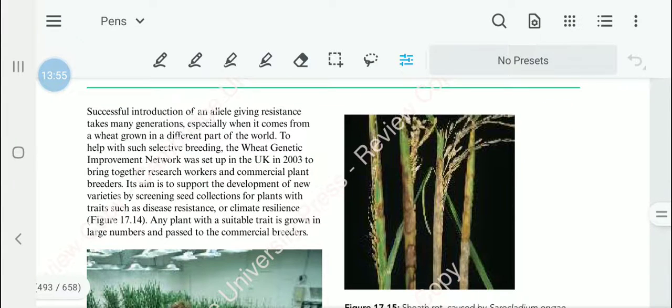So what these breeders can do is introduce an allele that gives resistance to this particular disease. But this is not going to happen overnight. It is going to take many generations. For example, wheat is grown in different parts of the world, and there are different types of diseases depending on the climate in each of those areas.